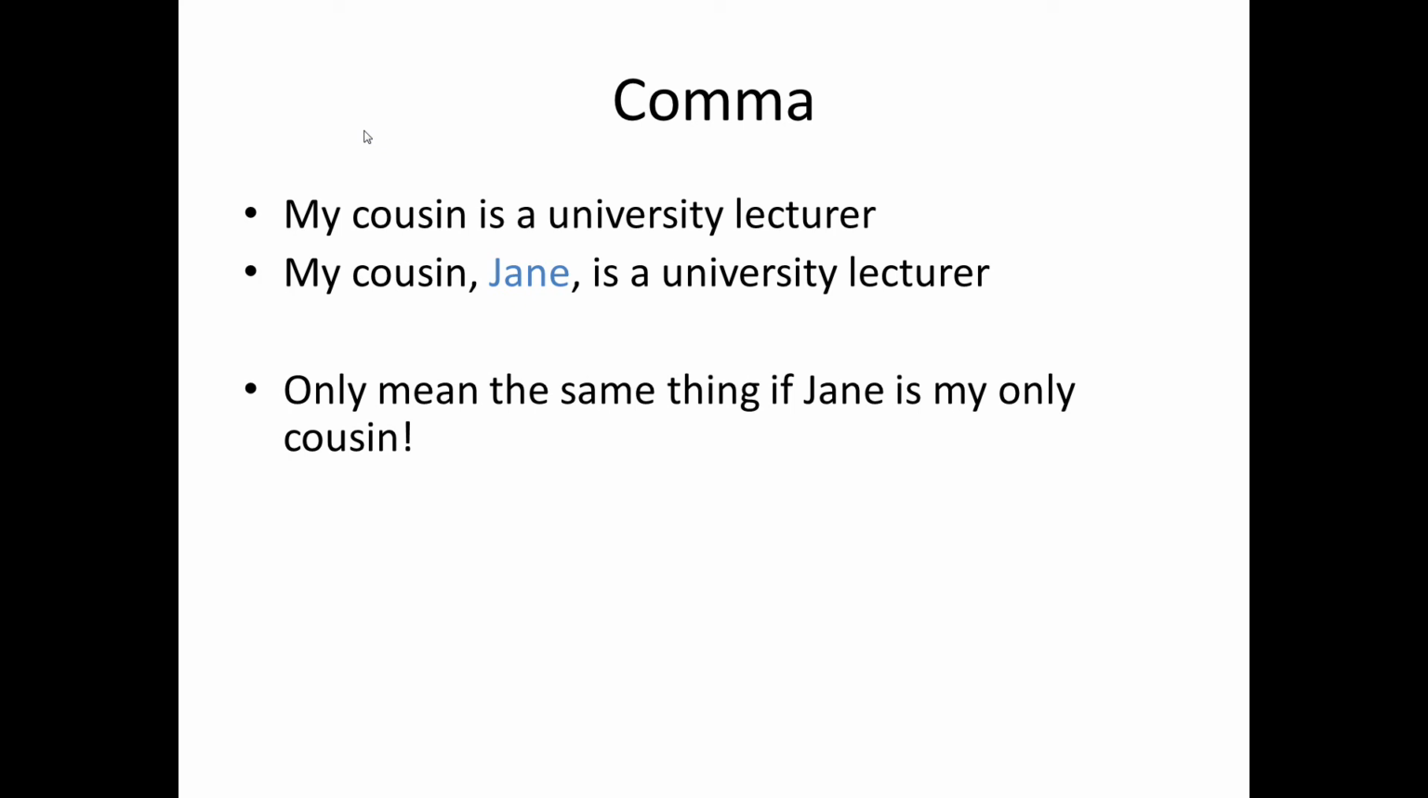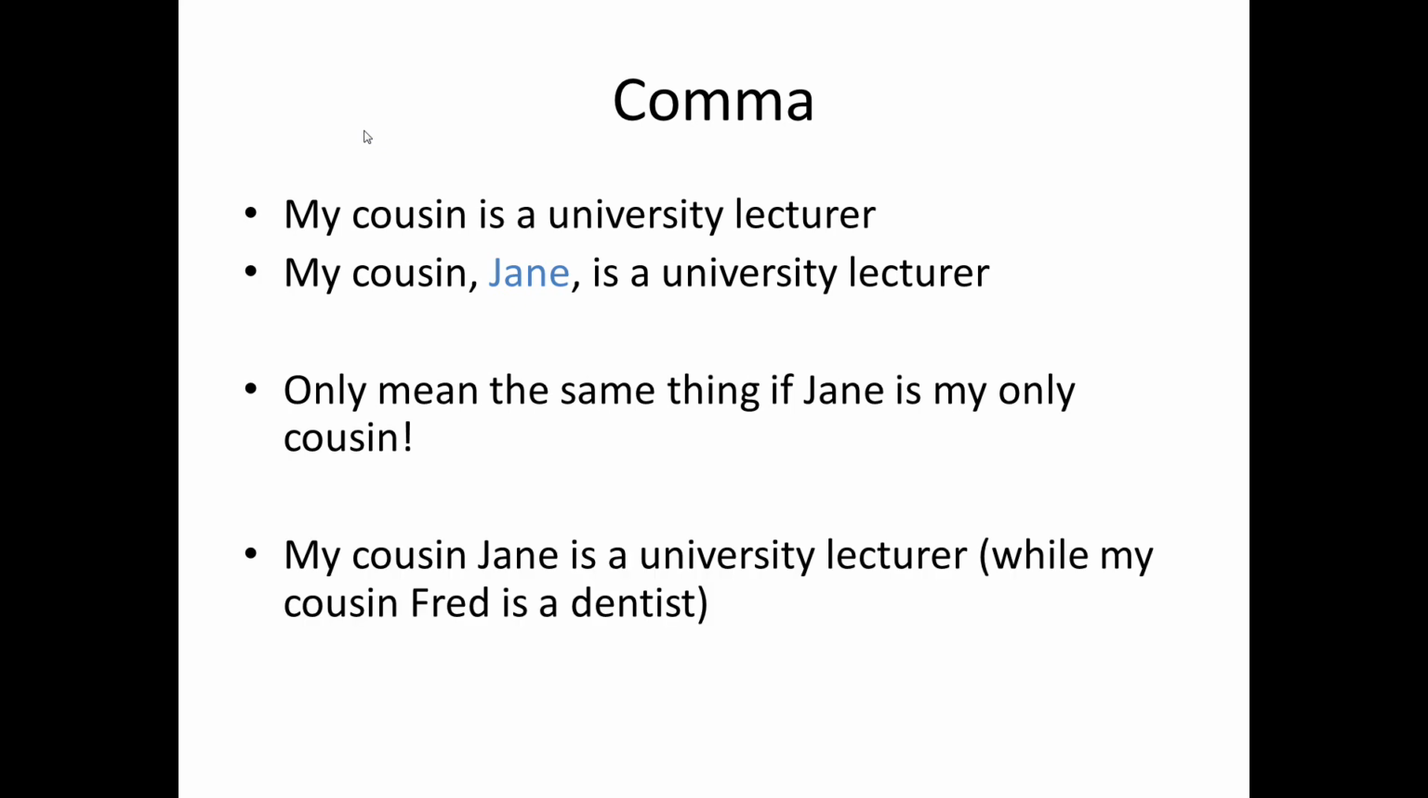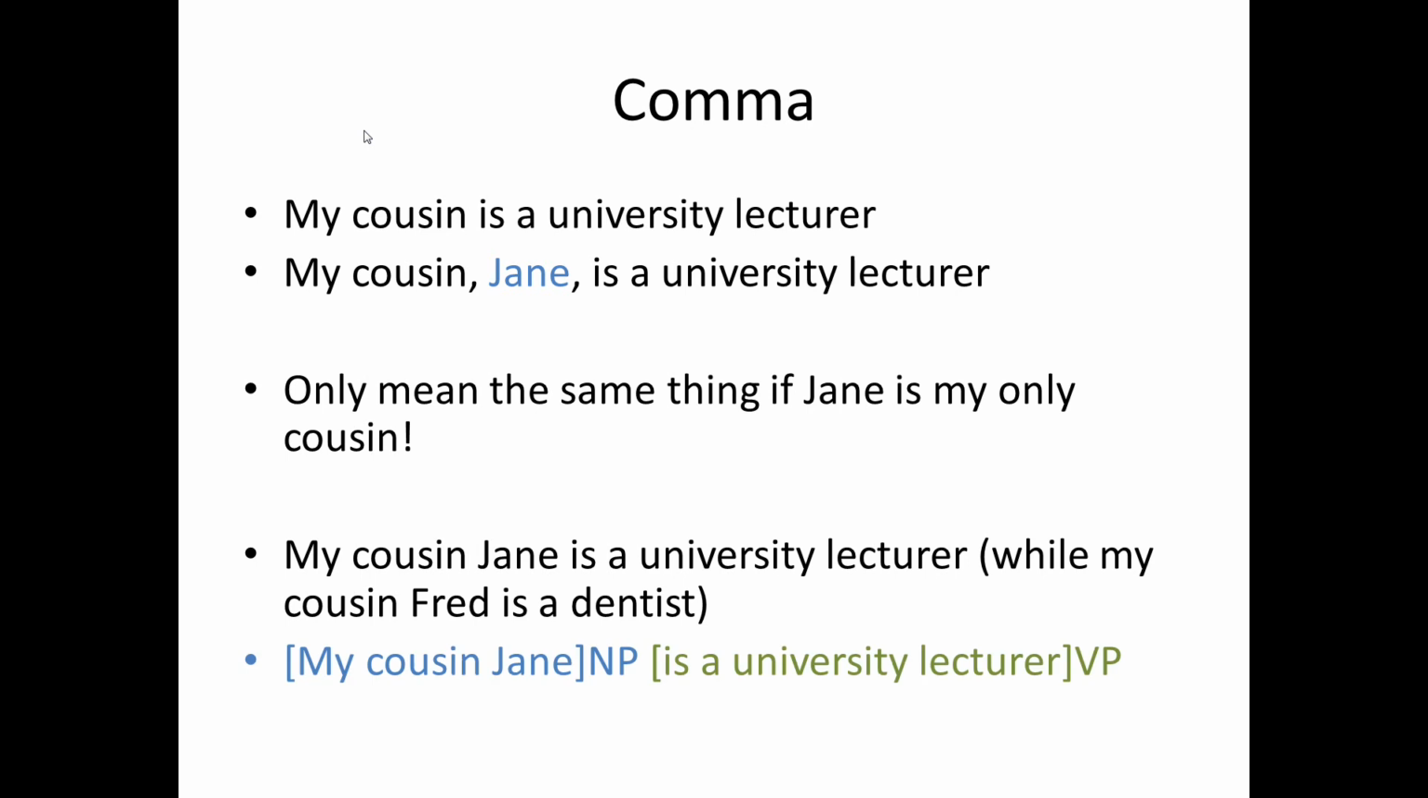If I have more than one cousin, and I want to specify which cousin I mean by using the name, I don't put the comma in. My cousin Jane is a university lecturer, while my cousin Fred is a dentist. This is because "my cousin Jane" is here a single noun phrase which functions as the subject. And as we've already seen, we don't put commas between the subject and the predicate of a clause.